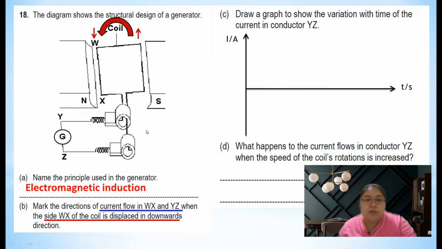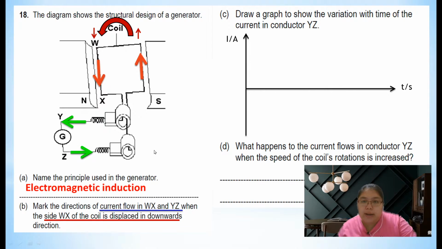Okay, now we go to label the current. So W goes to X, so the other side must be in the opposite direction. Now what do you think about YZ? Okay, external. So when W goes to X, it must come out for the first ring, then go to Y, then go to Z. Now I label the current in YZ. It should be from Y, go to the galvanometer, then go to Z. Then Z joins with the second ring, then goes in and goes to the other coil part. Okay, so this is how you label the arrow.